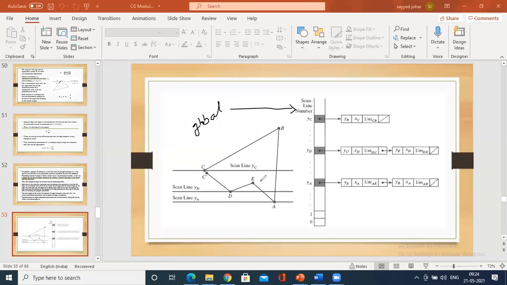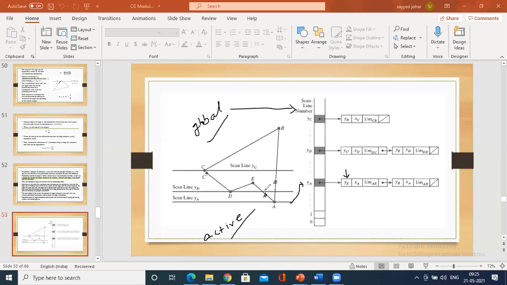One more table we have is the active edge table. We'll create the active edge table and the global edge table. So how do you identify the global edge table? For a scan line YA, YA comes over here. How do you write this data structure? First you need to identify what are all the vertices, what are the edges at this moment. So you have AB and AE.